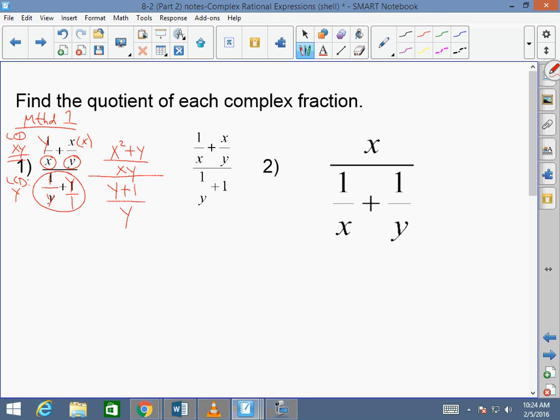So for the first method, you have to find 2 LCDs. Exactly. For the first method, you're literally finding 2 different LCDs. The LCD for the numerator, because you got to add that rational expression in the numerator. Then the LCD for the denominator, because you got to add that rational expression in the denominator. That's why it is more work.